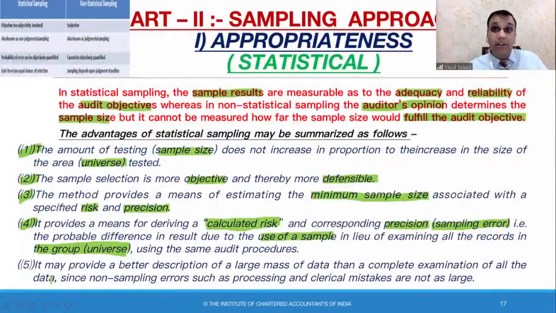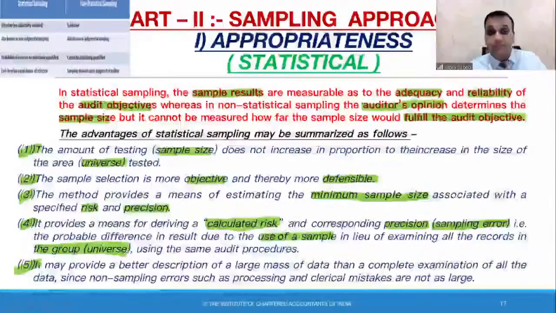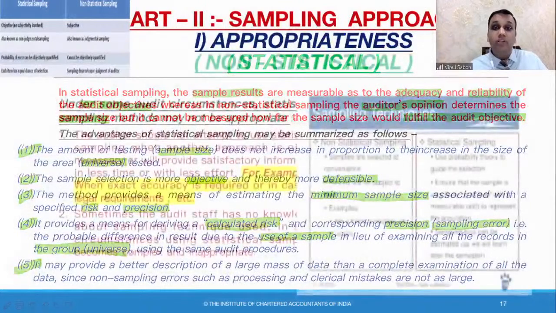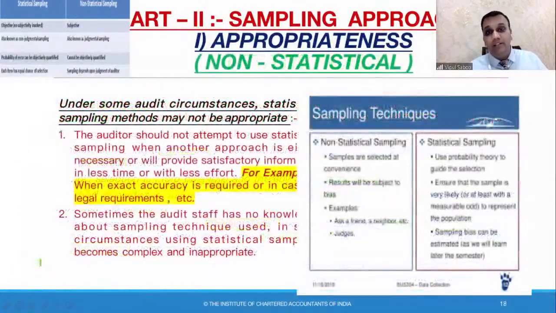And it provides a better measure of examining the whole data. There are situations where non-statistical sampling is appropriate and statistical sampling methods may not be appropriate. The auditor should not attempt to use statistical sampling when another approach is necessary, which might require professional judgment, or where another approach will provide a satisfactory result with less time and effort.